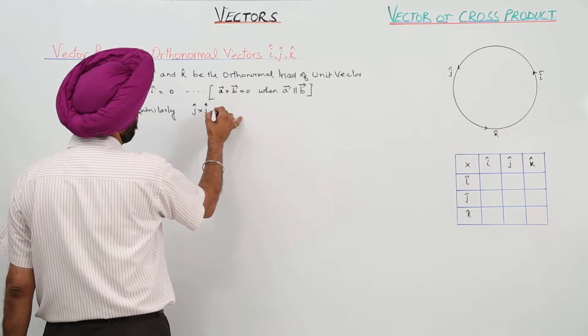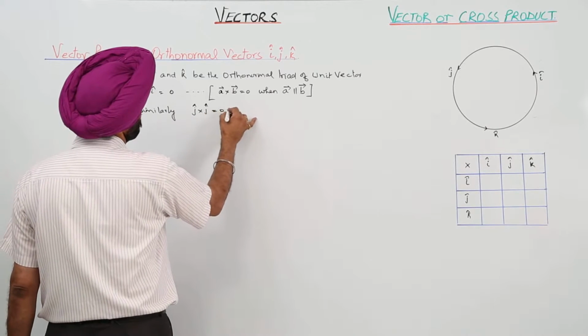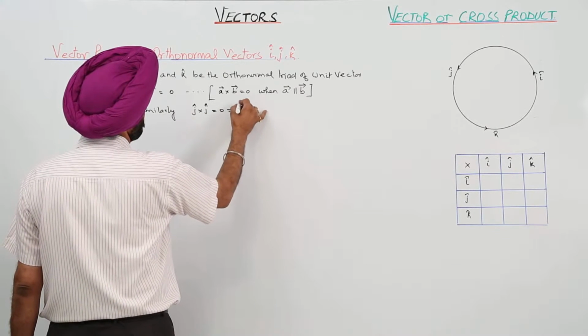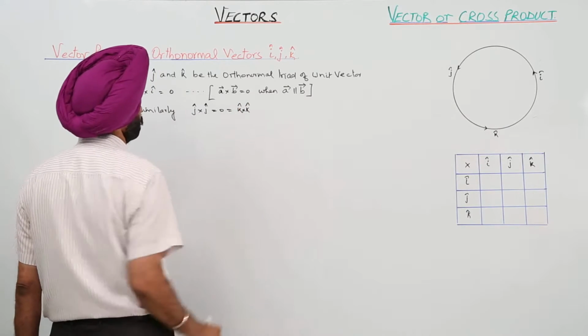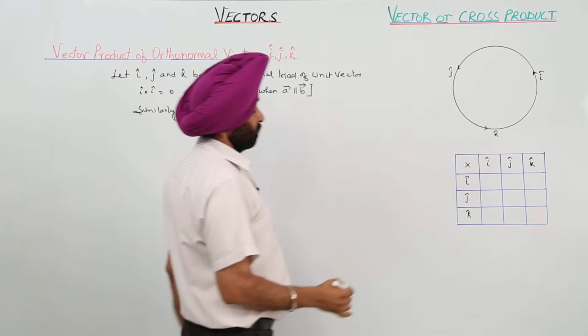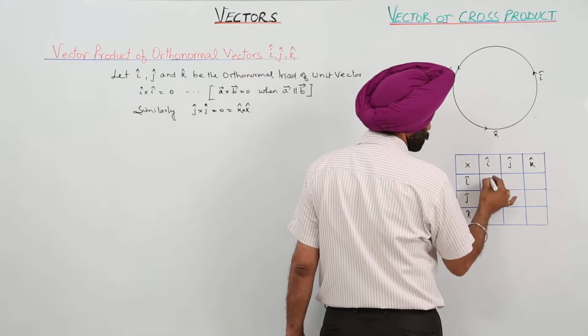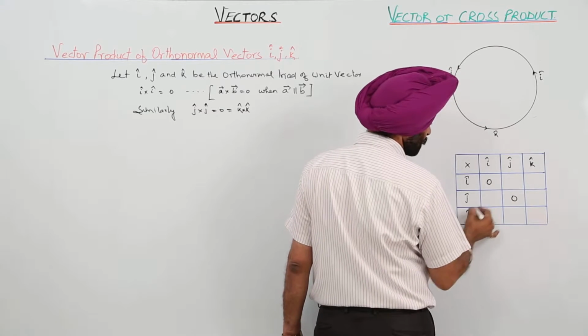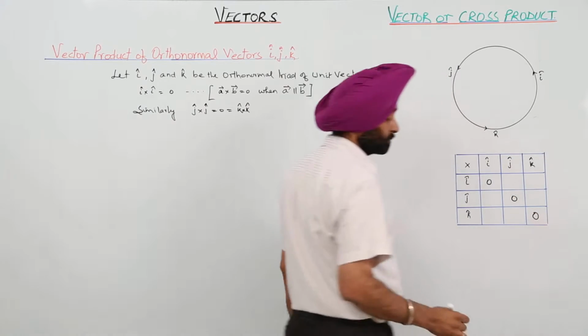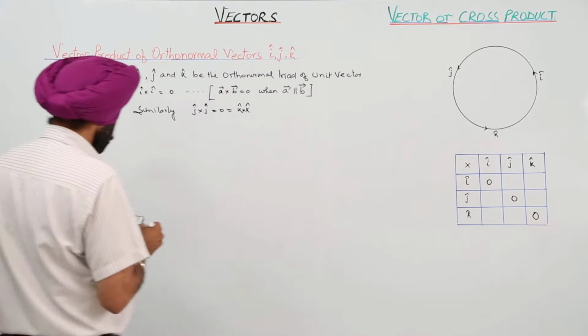Similarly, cross product of j cap with j cap is equal to 0. Is it clear? So let us fill it: cross product of i cap i cap is 0, cross product of j cap j cap is 0, cross product of k cap k cap is 0.